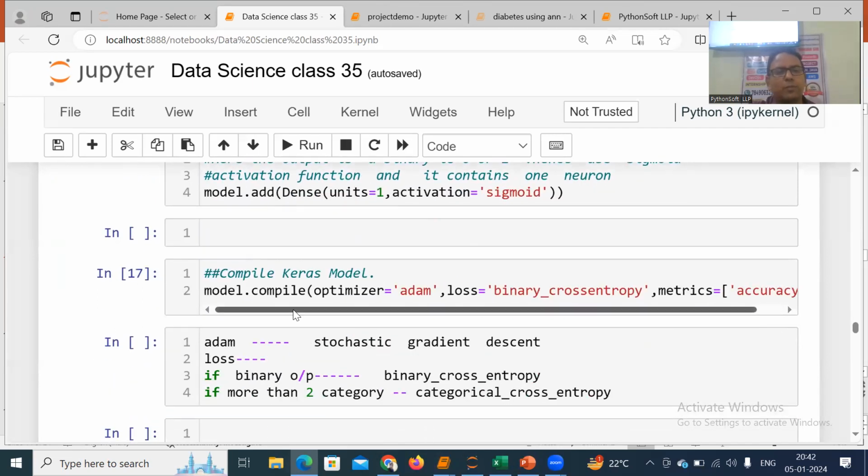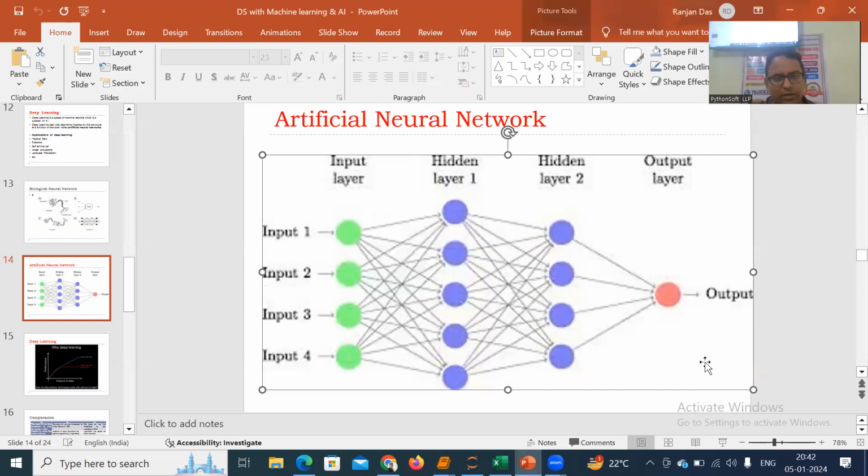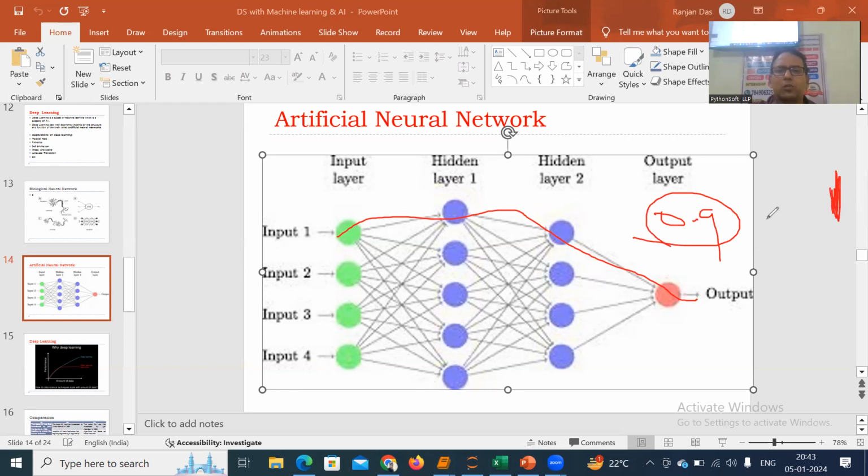Then compile the model. Compile the model means that once it is trained, there will be a forward traverse. Let's say the output you got is 0.9, but the actual answer is 1, the person is suffering from diabetes. What is the difference? The difference is called error. Our job is to minimize the error. Or let's say the answer is 0, the difference is again error. So what happens? I will backtrack and backward traverse, adjust all the weights, and again come forward. I'll go backward and move forward.